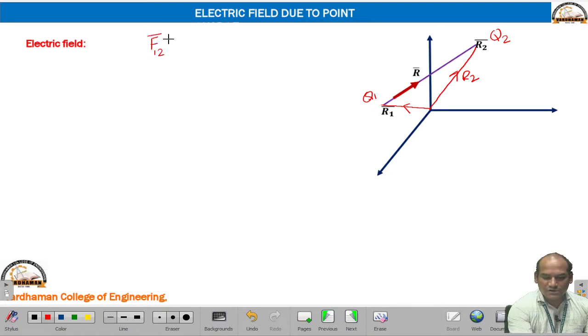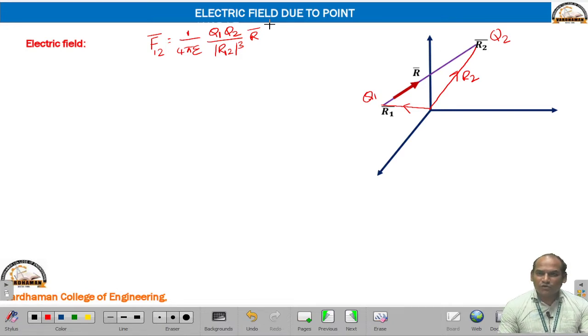So F12 is equal to 1 by 4 pi epsilon, product of the two charges, that is Q1 Q2, by the distance between these two, that is R or R12. So magnitude of R12 cube into R bar. If you want to use the unit vector, then here R12 cap, and in the denominator you will have only the magnitude of R12 cap.